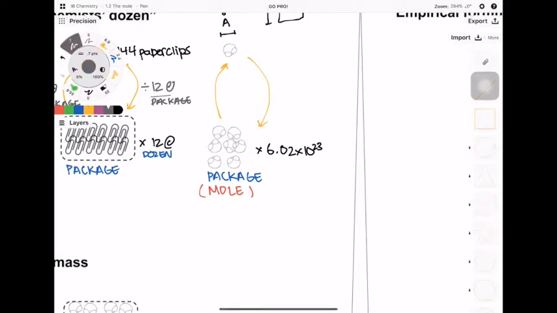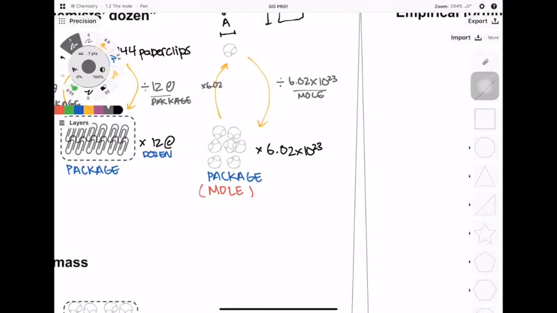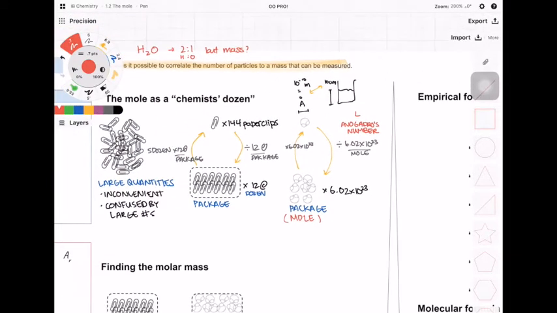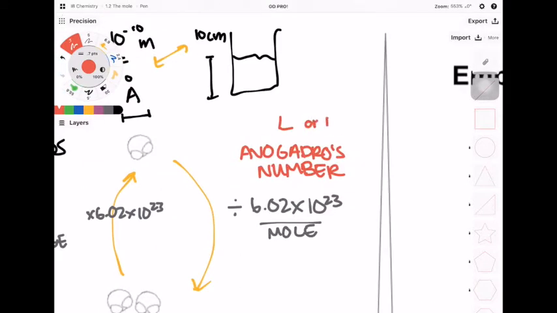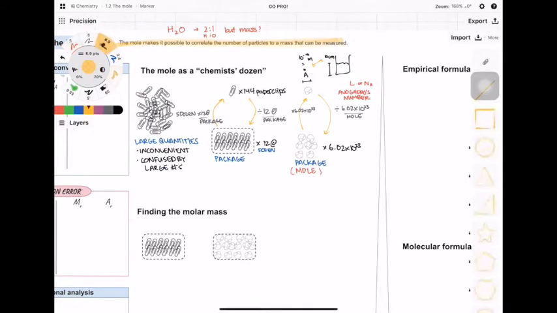And again, to convert between packages and individual atoms, same thing. If we have a whole bunch of atoms, to figure out the number of packages, we divide by 6 times 10 to the 23. And if we want to go the other way around, let's say we have 2 packages, we would multiply that by 6 times 10 to the 23. Now this number that I keep repeating is known as Avogadro's number. It can be represented as an L, or a capital N with an A subscript. I usually use capital N with an A subscript, but either is used.